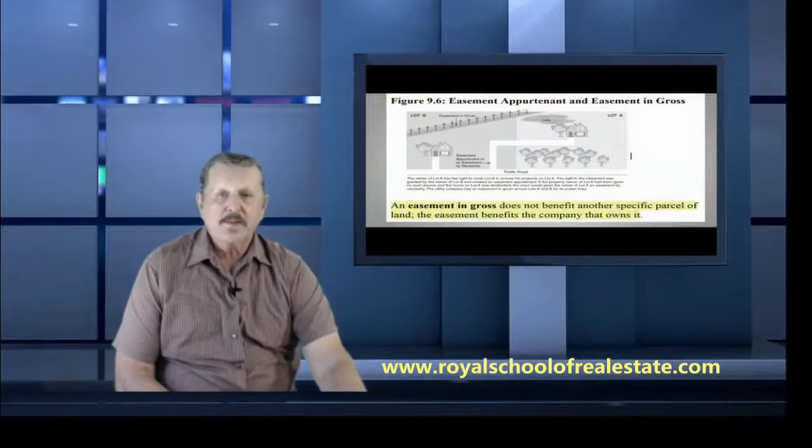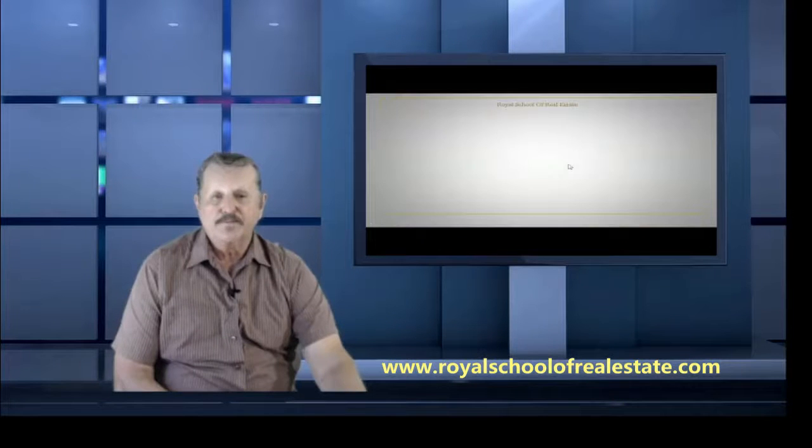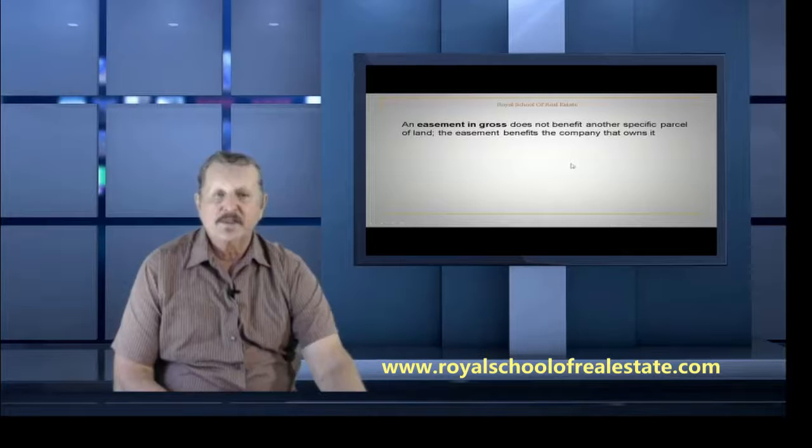And as we look at the picture here, an easement in gross does not benefit Lot A or Lot B, as the easement goes across the corner of Lot A and right through the back of Lot B. An easement in gross does not benefit another specific parcel of land. The easement benefits the company that owns it.